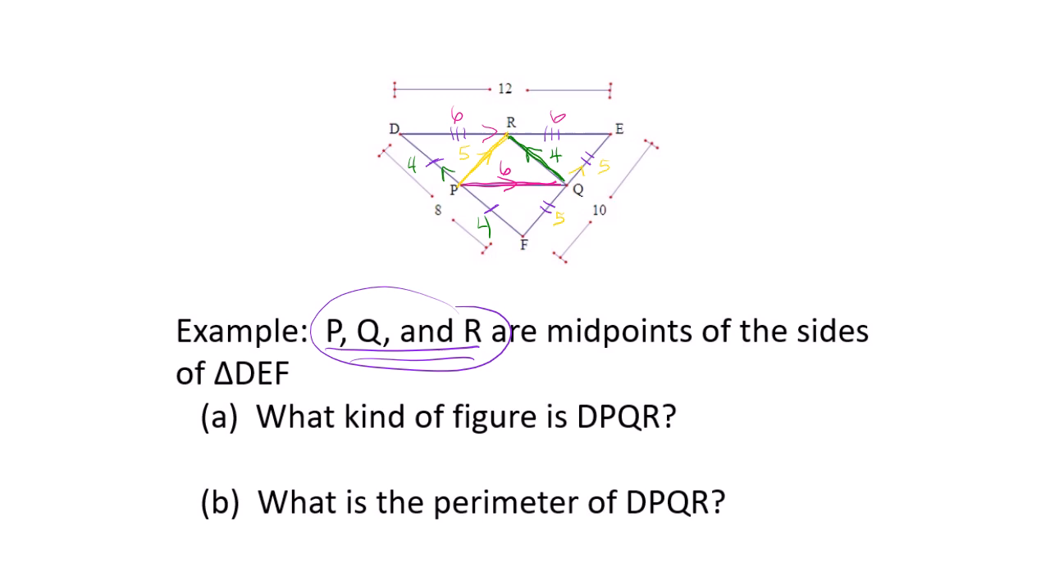It asks what kind of figure is DPQR. DPQR is that figure there, and we can see that it's a quadrilateral. There are different levels to this, but it's a quadrilateral because it has 4 sides. More specifically, the opposite sides are parallel. It has 2 pairs of opposite parallel sides, which makes it a parallelogram.